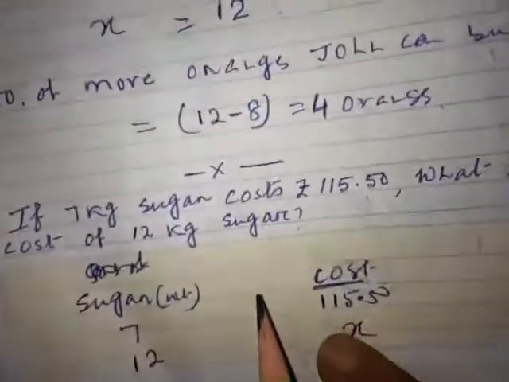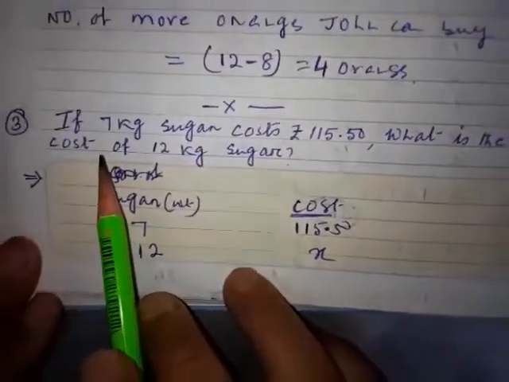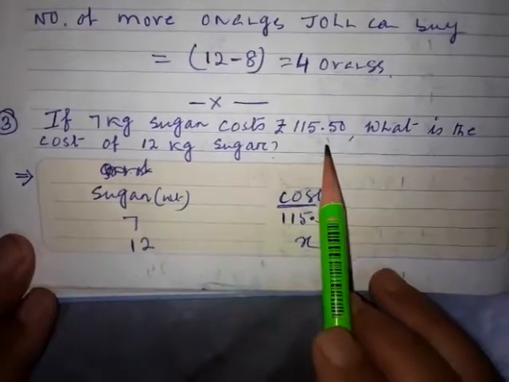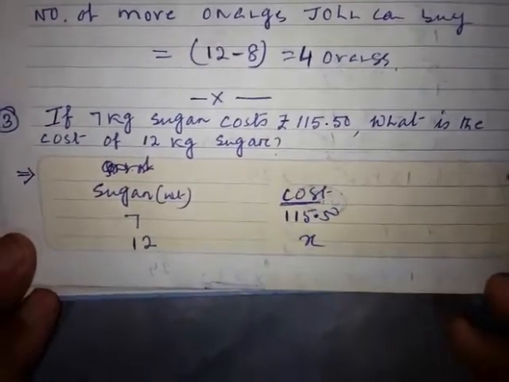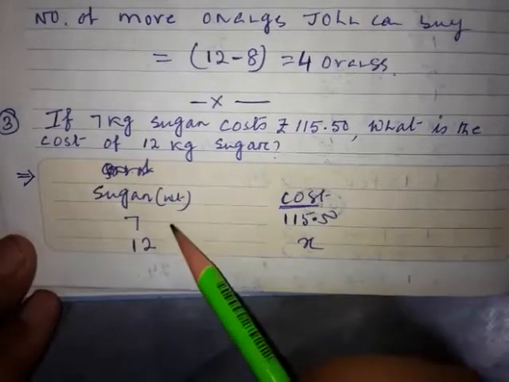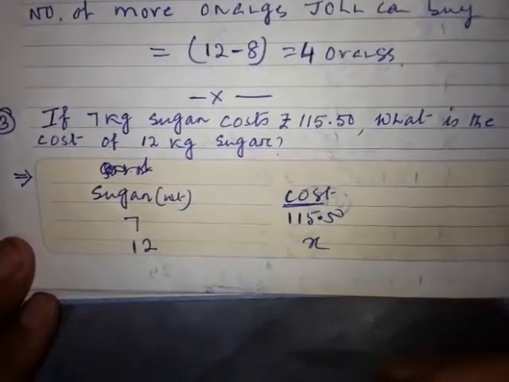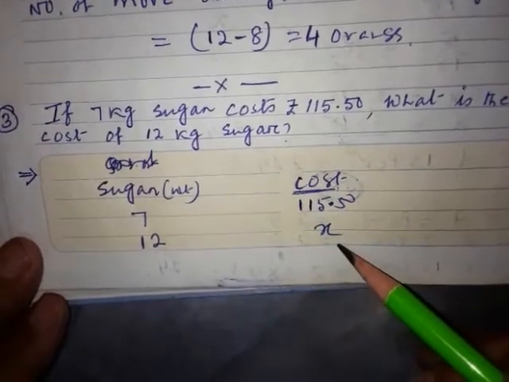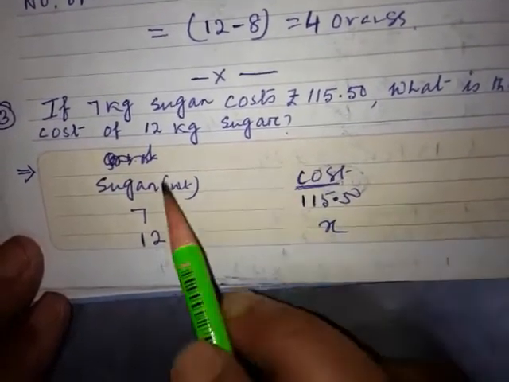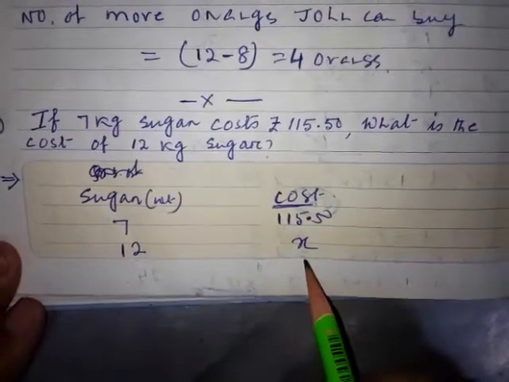Now last problem for today. If 7 kg sugar costs this much, what is the cost of 12 kg sugar? It is very easy for you to do. So under quantity, sugar: what is the weight, and cost under cost. Just I arrange it in both the cases. Second case I don't know, because the question asks what is the cost of 12 kg sugar? Cost is not known.